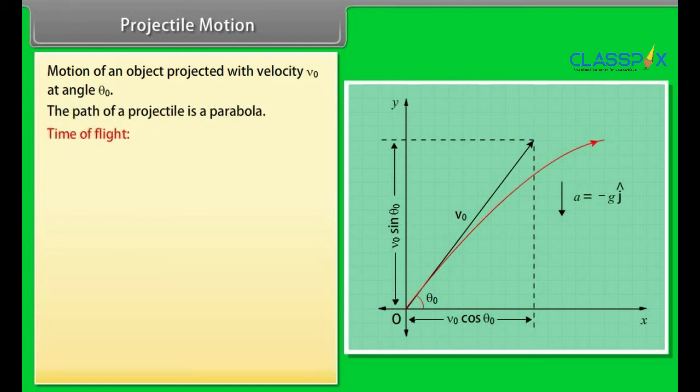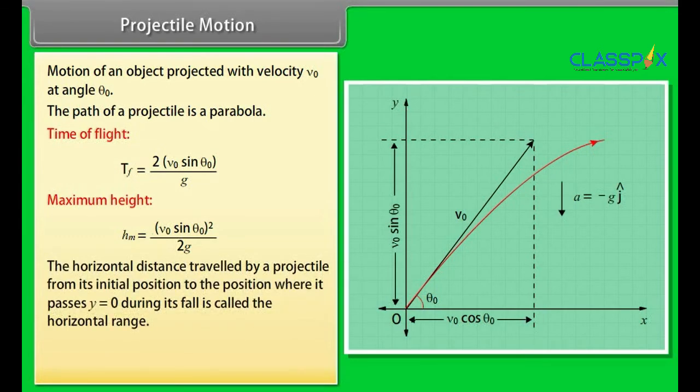Time of flight of projectile is Tf equals 2 v naught sin theta naught divided by g. Maximum height of a projectile is Hm equals (v naught sin theta naught) squared divided by 2g. The horizontal distance travelled by a projectile from its initial position to the position where it passes y equals 0 during its fall is called the horizontal range. Horizontal range of projectile is given by v naught squared times sin 2 theta naught divided by g.